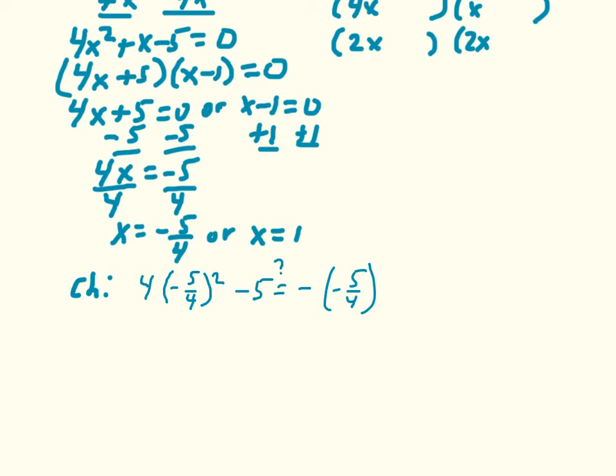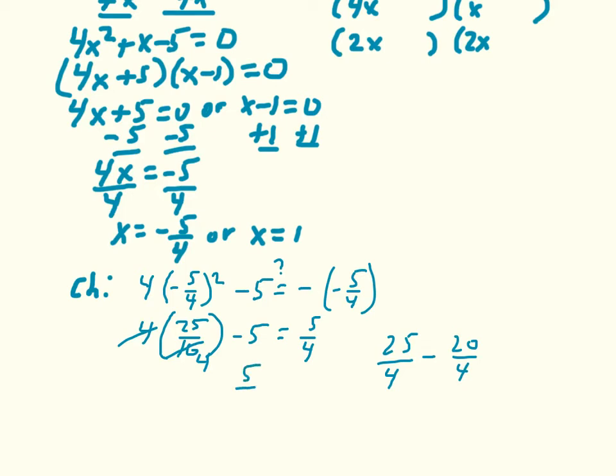So you can use your calculators for this if you want to keep this from being so much busy work. So that's going to be 4 times 25/16 minus 5. Does that equal positive 5/4? So that's 25/4 minus 20/4, and there's your 5/4. So 5/4 equals 5/4.